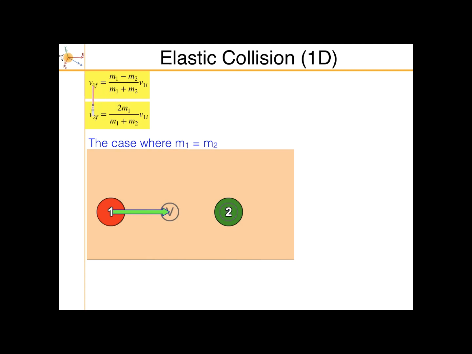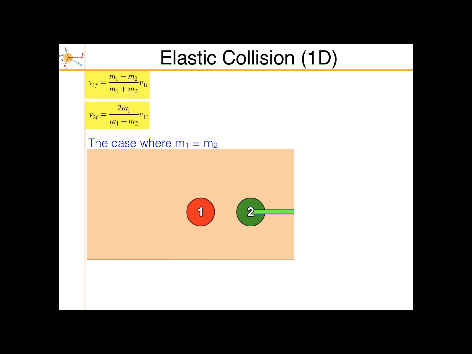Well, if we look at v1, what's the final speed of v1? What does the equation claim is going to happen if they have the same mass? Let's have a look. Look at that. In that situation, they have the exact same speed. Interesting.